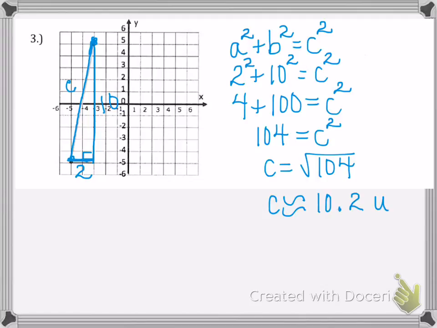Filling in the work here, we've got our Pythagorean theorem always as our first line. Plug in one leg of 2 units, one leg of 10. Their squareds give us 4 plus 100, and their sum is 104. To undo the power of 2 on the hypotenuse, or C, we need to take the square root of 104, which is about 10.2 units.